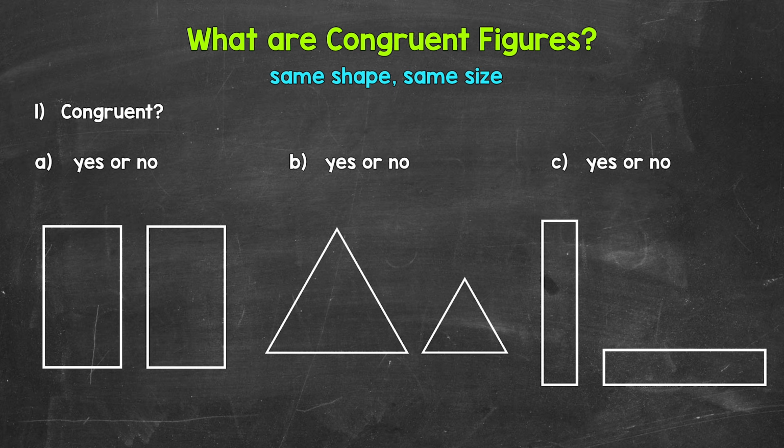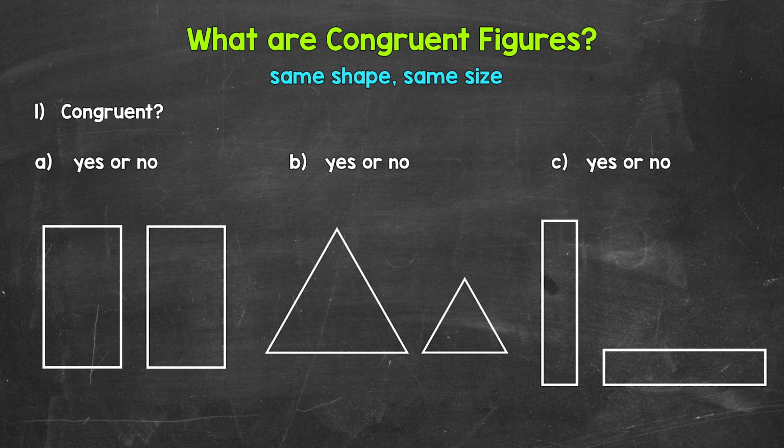In this video, I'm going to go through an introduction to congruent figures. So what are congruent figures? Well, simply put, congruent figures are figures with the same shape and same size. Basically, they are perfect matches. If you slid one figure over the other, they would match up perfectly. Let's take a look at some examples to better understand this.